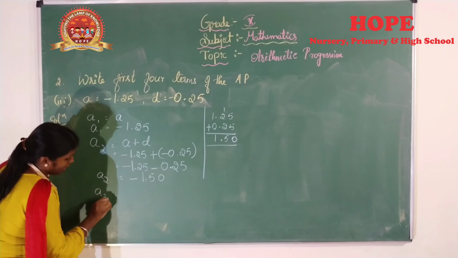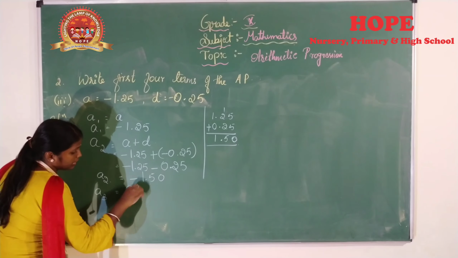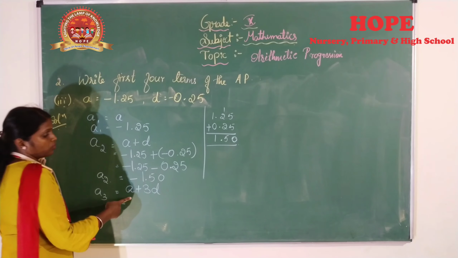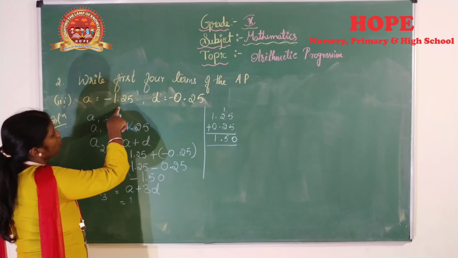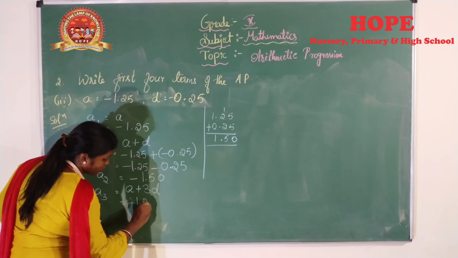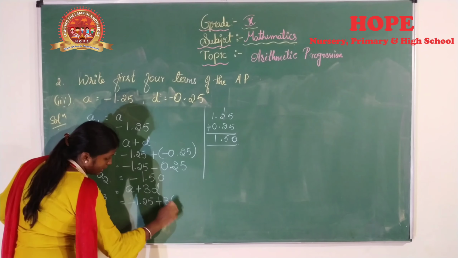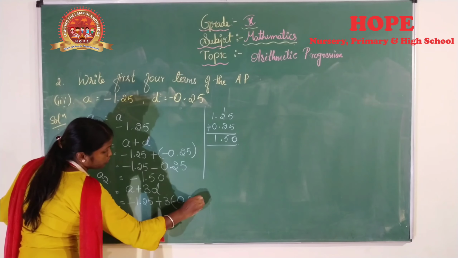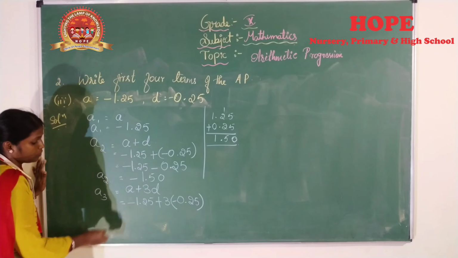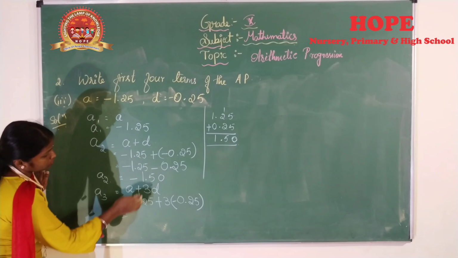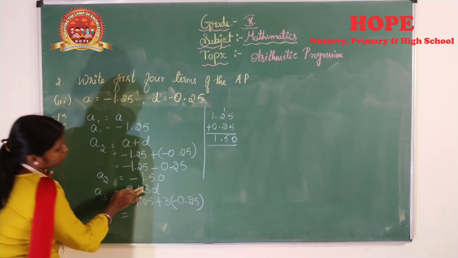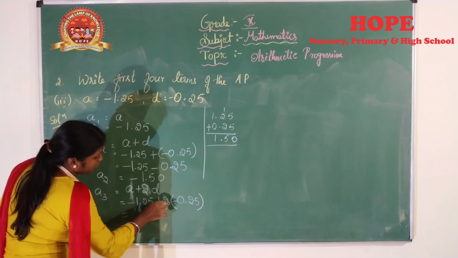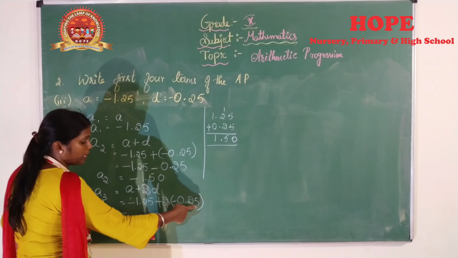Now we have A2. Now it's A3. We have to find out A3. A3 is nothing but A plus 2D. The value of A is minus 1.25, minus 1.25 plus 2 into, the value of D is minus 0.25. Minus 0.25. A3 is equal to A plus 2D, here also 2D, 2 into minus 0.25.